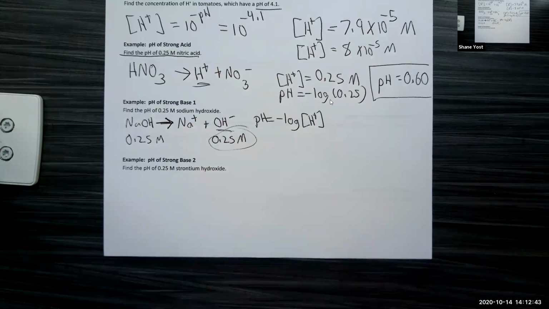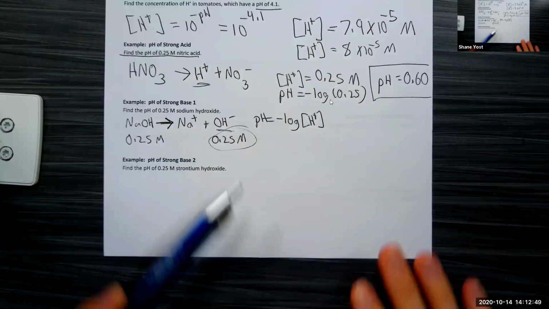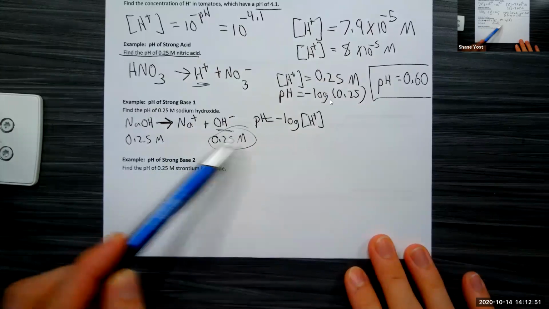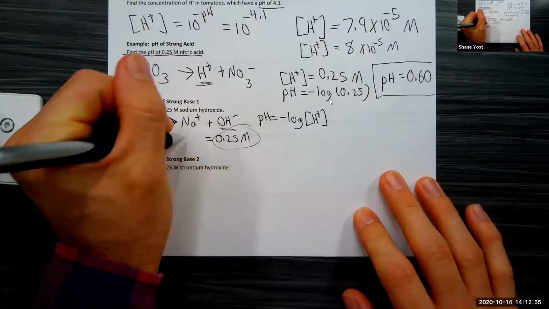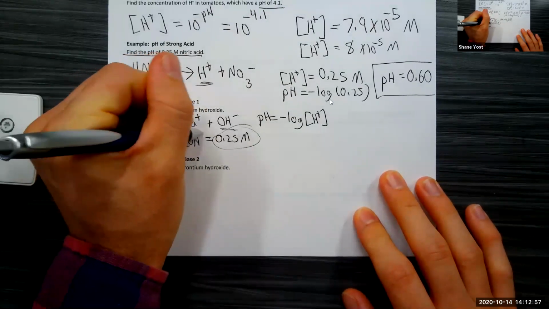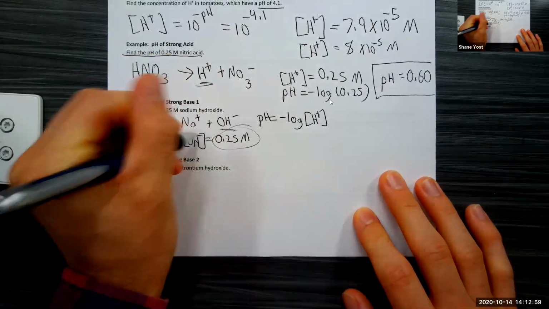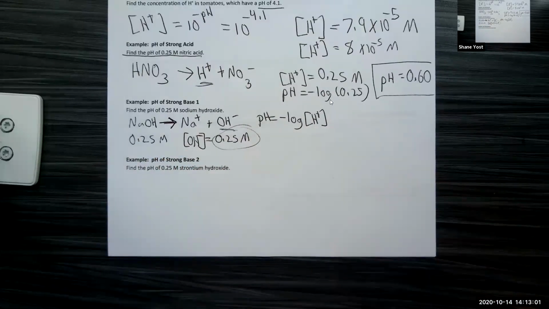Now, I don't have that. I have the hydroxide ion concentration. There are two different ways I can get from that OH minus concentration to pH. Either way works. Either way will give you the correct answer.